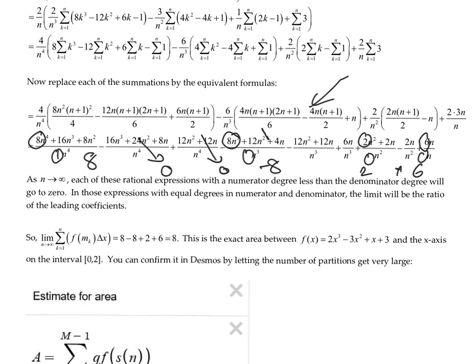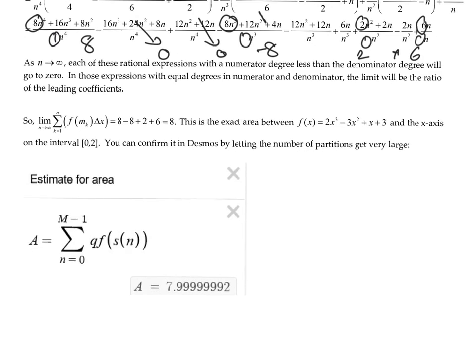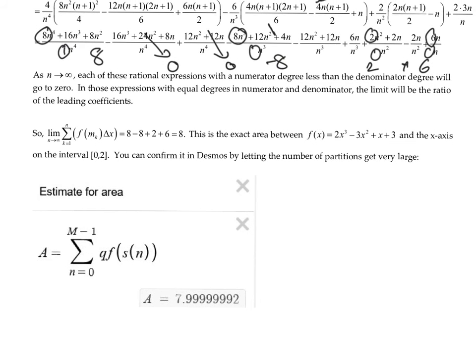And that is in fact the exact area between 2x cubed minus 3x squared plus x plus 3 and the x-axis on the interval 0 to 2. In Desmos, you can confirm it by letting the number of partitions go very, very large. I set it to 5,000 in this case, and notice that the area that I get of 7.9999992 is very close to 8, which is what I got by taking the limit.